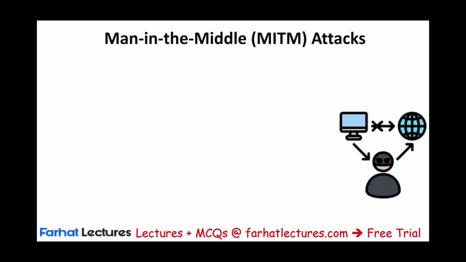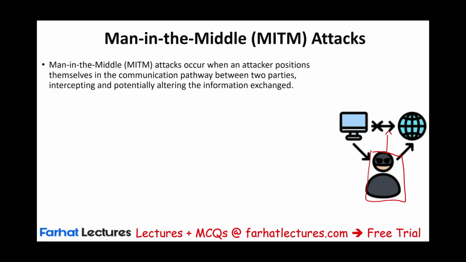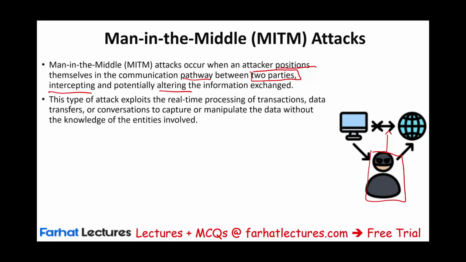Man-in-the-middle attacks, or MITM. As the name suggests, there's one person in the middle of two parties. It occurs when an attacker positions themselves in the communication pathway between two parties. What can you do when you are in between two parties? You can intercept. You can also change the information being exchanged, alter it. This type of attack exploits the real-time processing of transactions. Because a transaction is going fast, you go in and intercept, capturing or manipulating the data without the knowledge, of course, of the entities involved.